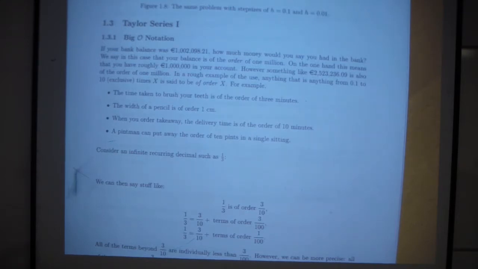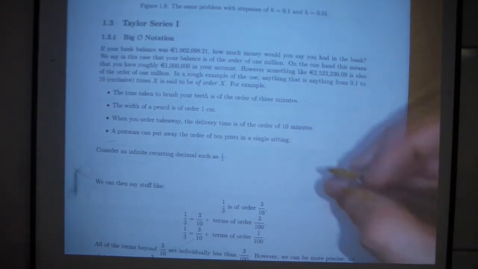On the one hand, this means that you've roughly 1,000,000 in your account. However, something like 2.5 to 3 million is also considered of the order of 1 million. Roughly, anything that is a multiple, say, of a million, and when I say a multiple, you're maybe thinking of everything from maybe a half to 10, is said to be of the order of it. So for example, the time taken to brush your teeth is of the order of 3 minutes. It's probably a multiple of 3 minutes. In fact, that could be 1 minute. So it'll be the order of 1 minute. We'll change that for next year.